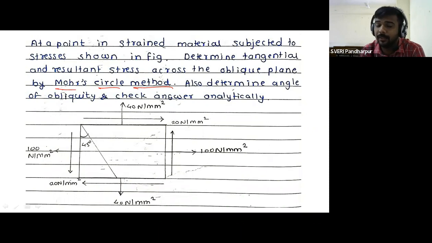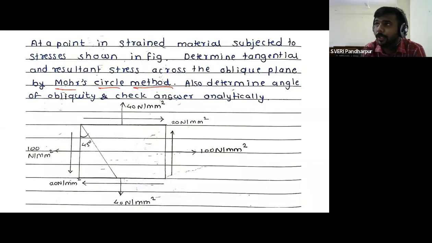So the figure is given. See the directions of the stresses, because directions play a very important role. Sigma x is given as 100 Newton per mm square tensile. Sigma y is given 40 Newton per mm square tensile, and the shear stress is also given, 20 Newton per mm square.